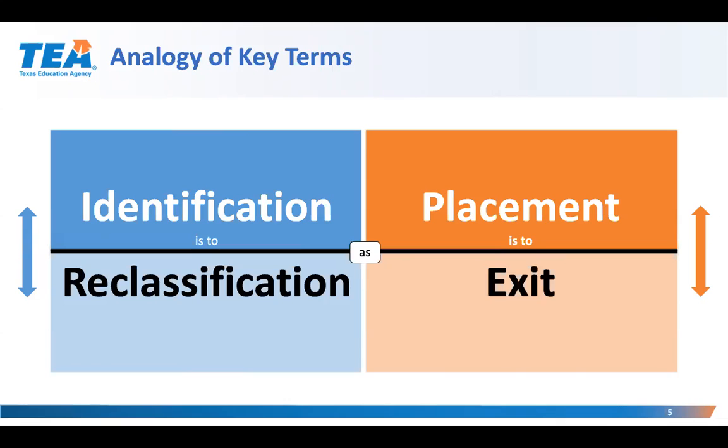However, the difference between identification and reclassification and placement and exit is that for placement and exit, the role of the parent is vital. We must have parental approval to both place a student in a bilingual or ESL program and also to exit the student from a bilingual or ESL program. So here within this analogy, we can clearly see the distinction between the processes of identification and reclassification and placement and exit.